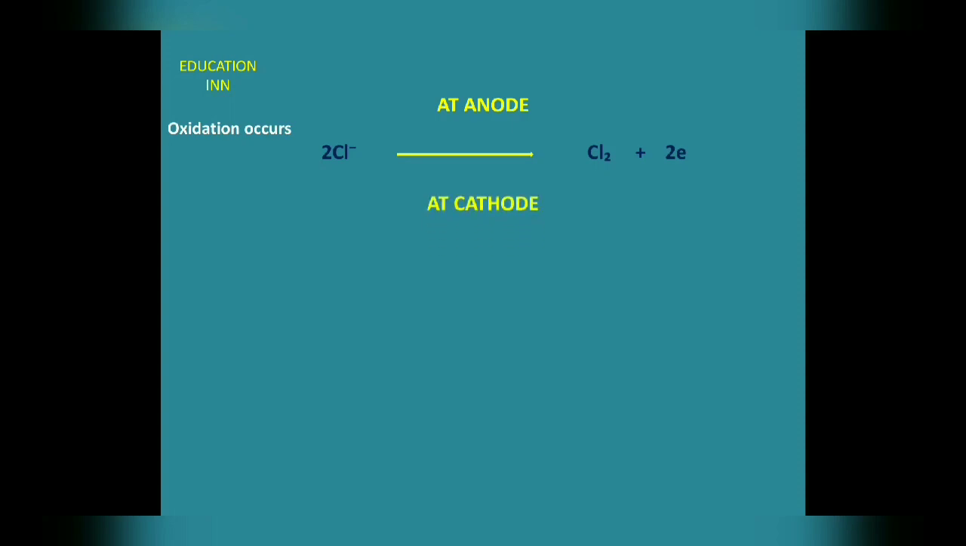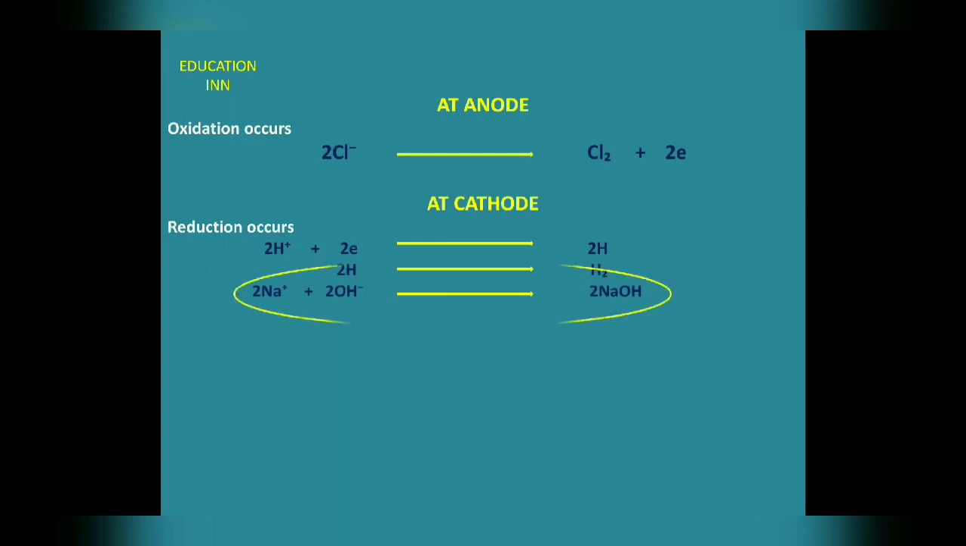At the cathode, reduction takes place. Reduction means gaining of electrons. Hydrogen ions, which were produced from water, accept two electrons and produce two hydrogen atoms. Then, two such hydrogen atoms react chemically to produce hydrogen gas. Remaining ions, which are sodium ion and hydroxyl ion, combine to produce sodium hydroxide. So this is our basic reaction, and this is the basic purpose of this process.